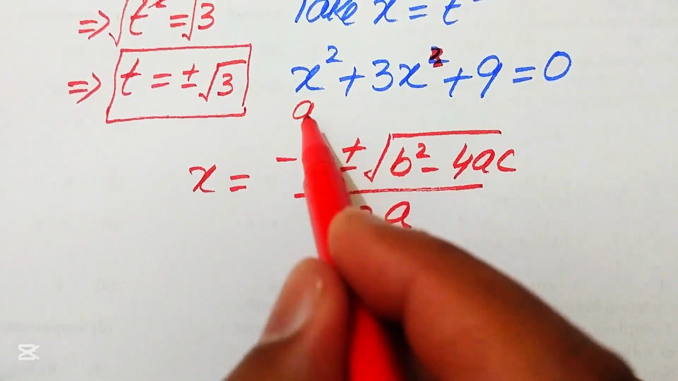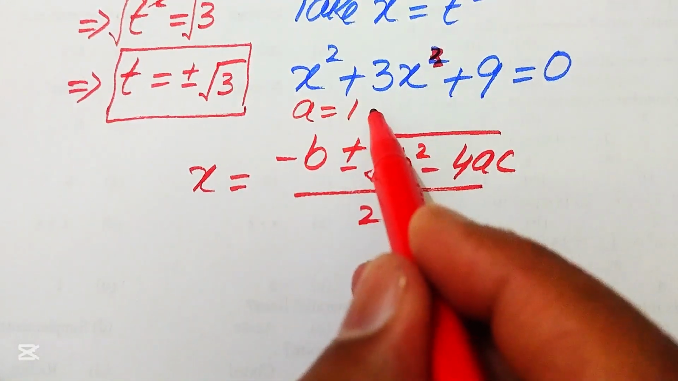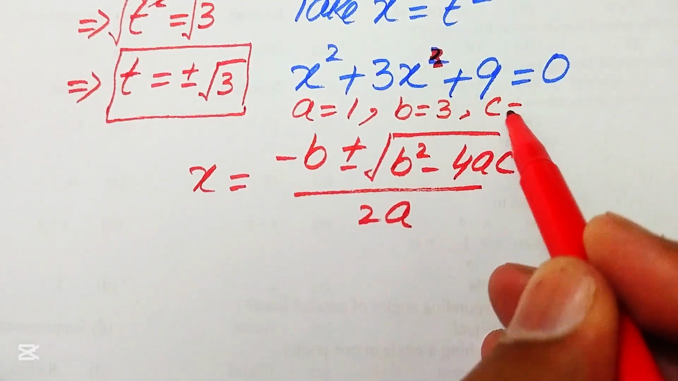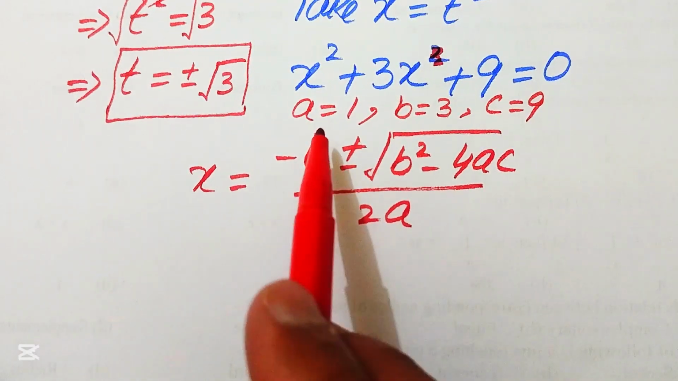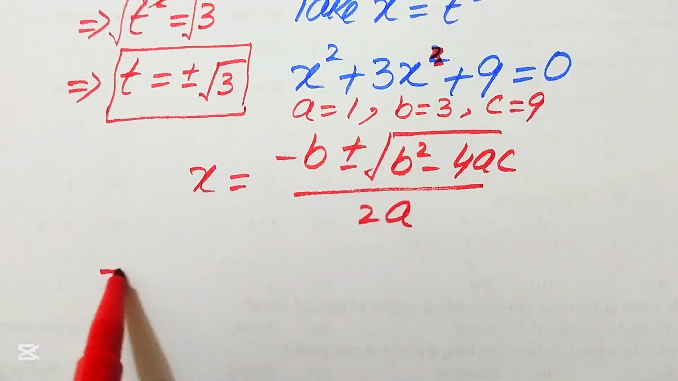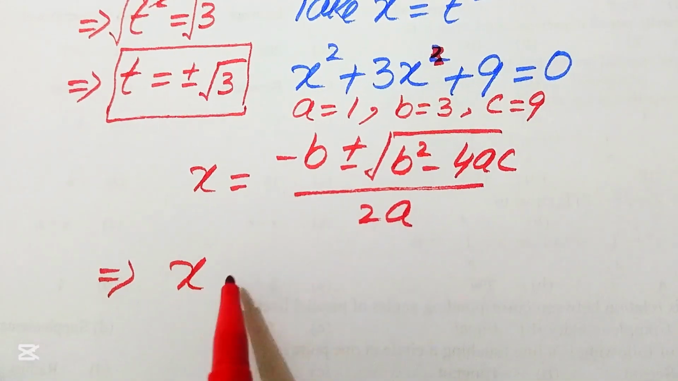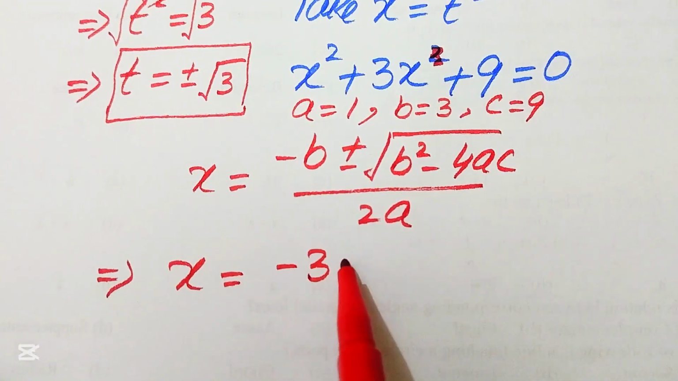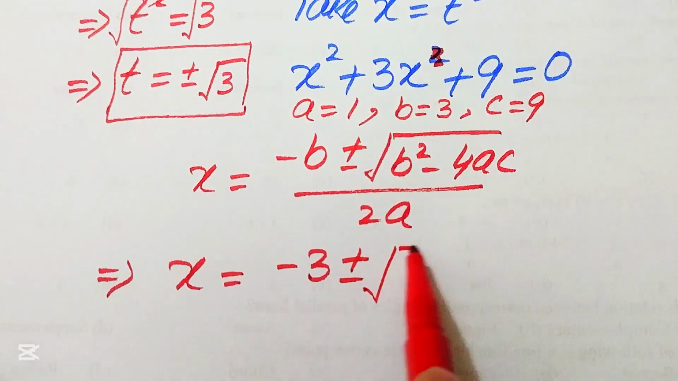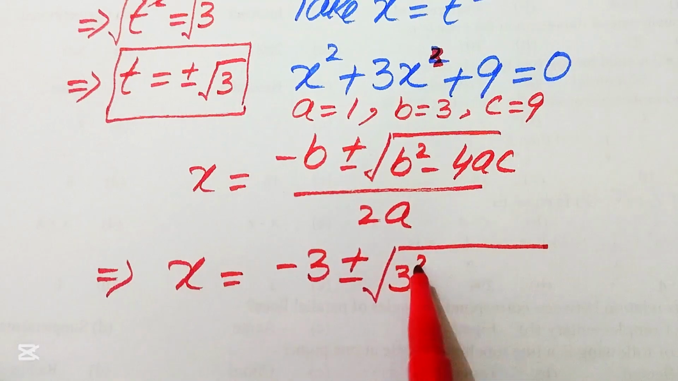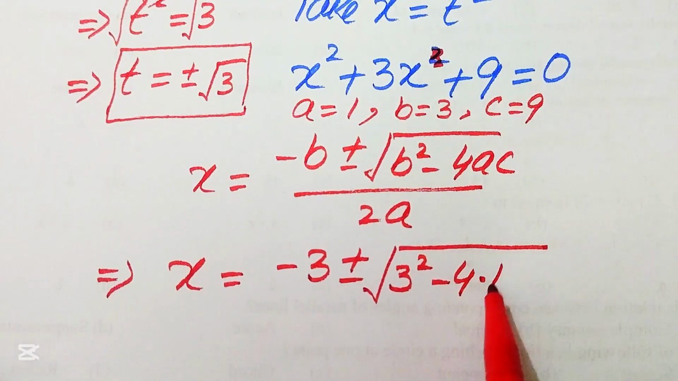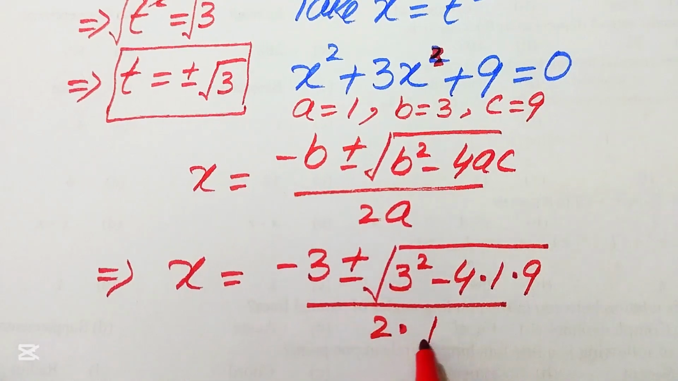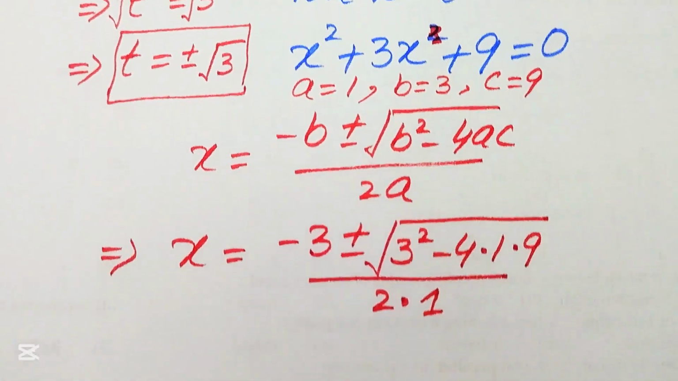So here we can write the coefficients of this equation: a equals 1, b equals 3 and c equals 9. We need to substitute these three values in the quadratic formula, and it will be written as x equals minus b, plus minus square root of b square minus 4 times a times c, divided by 2 times a. Here the value of b is 3, a is 1 and c is 9.